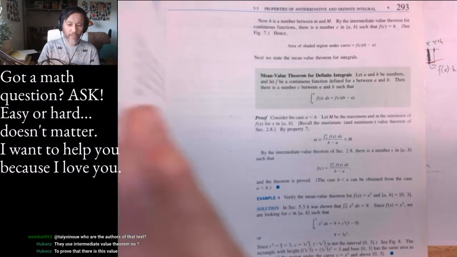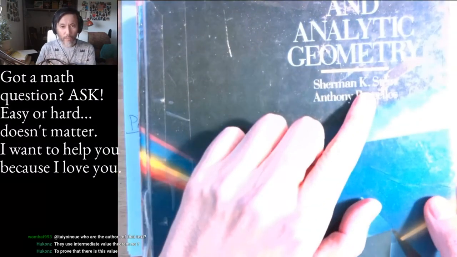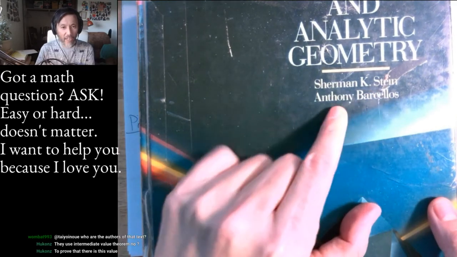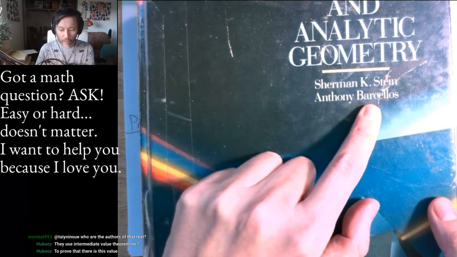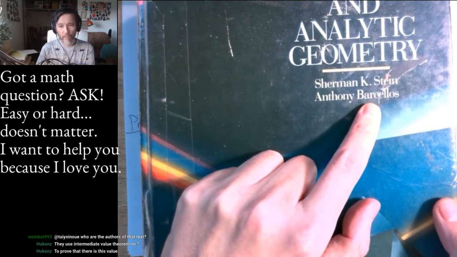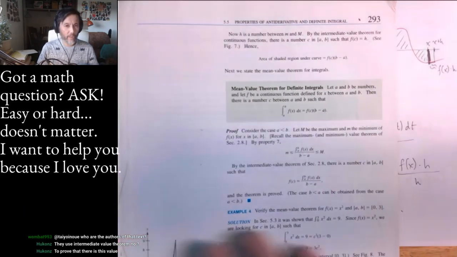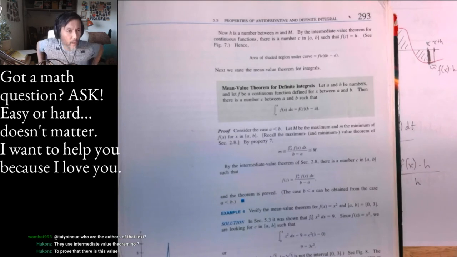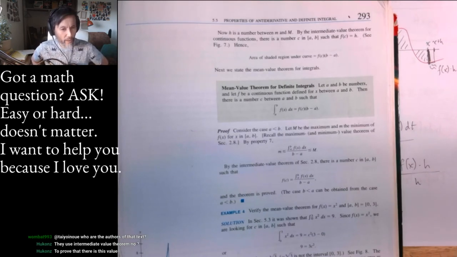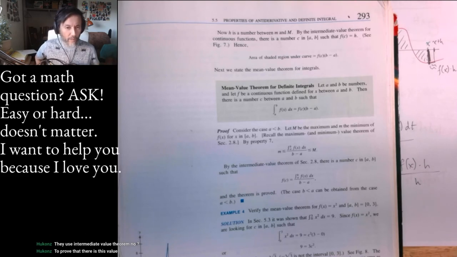The authors of this text, Sherman K. Stein and Anthony Barcellos. I used this book when I was an undergrad, in the lower division calculus sequence. 1996 is when I bought this book.